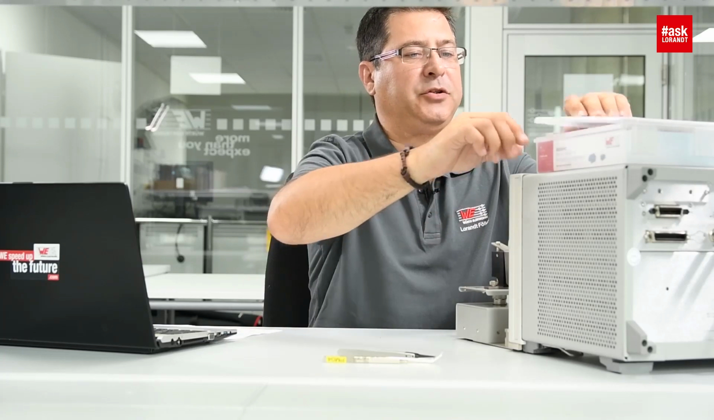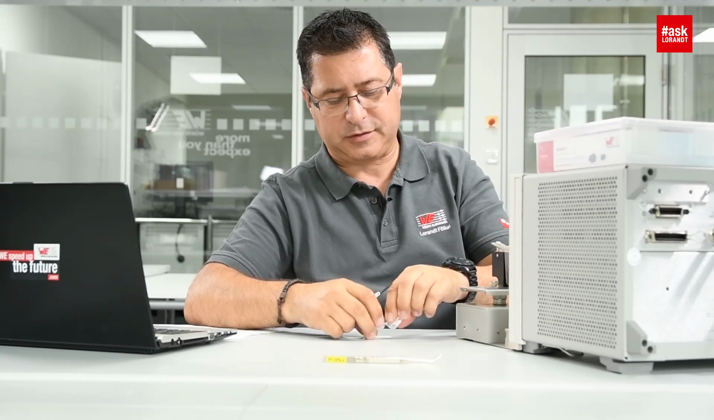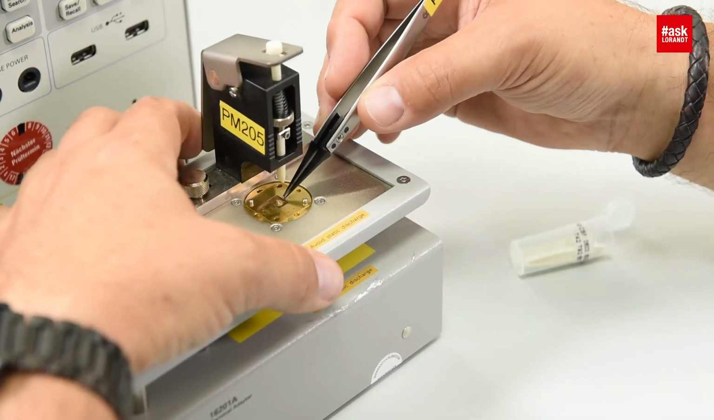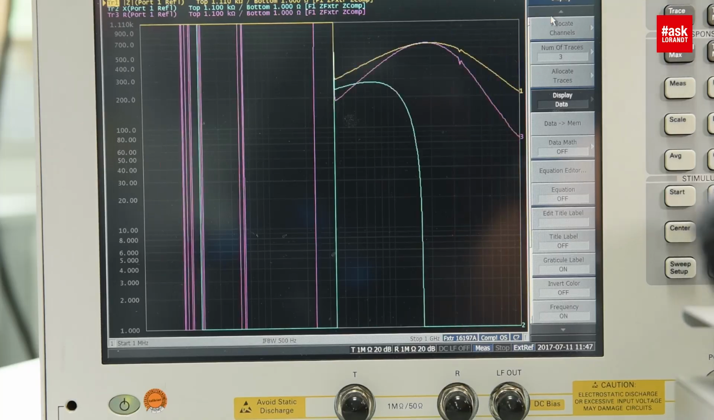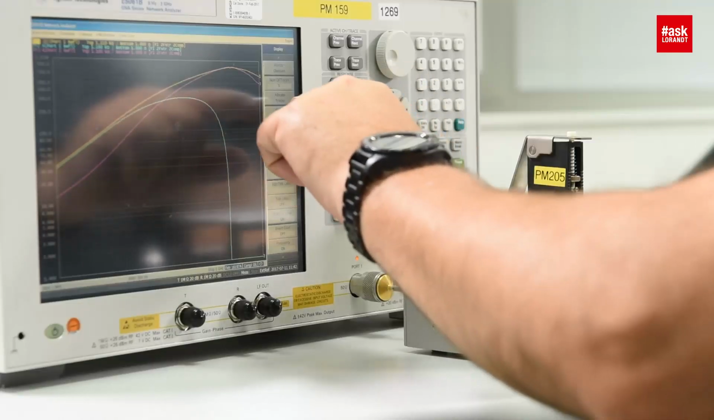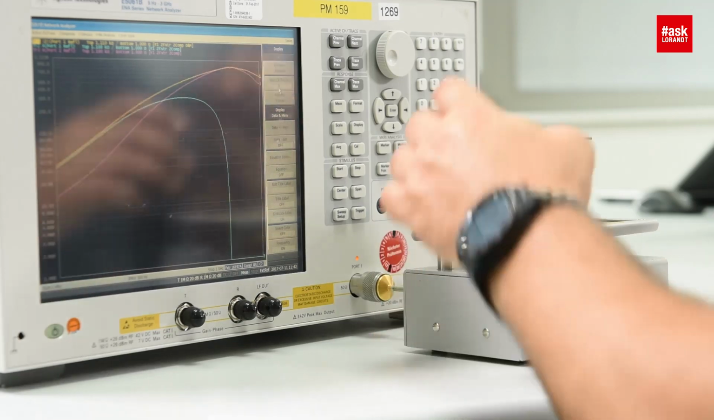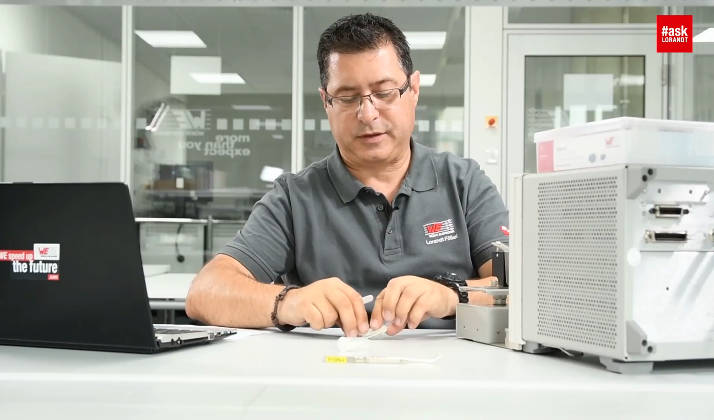Now we go to the measurement machine and pick up one ferrite bead from the sample box. Put it in the fixture. Looks nice. Data memory, display data and memory for the comparison. And take the other one. Yeah, it's the right one.